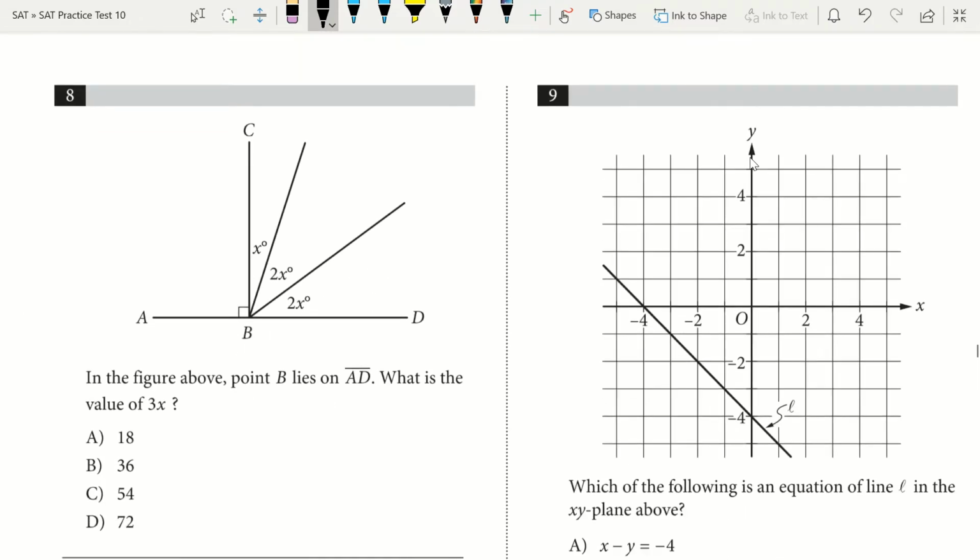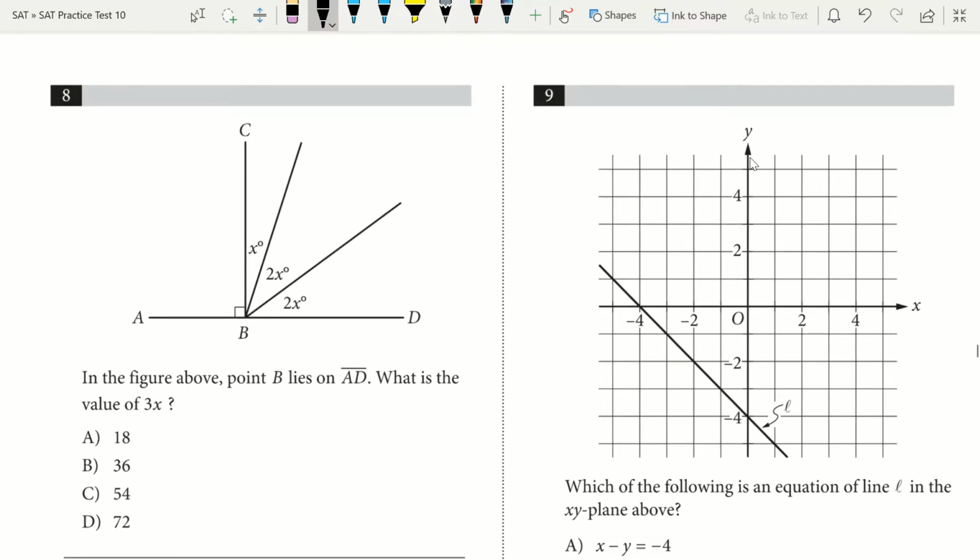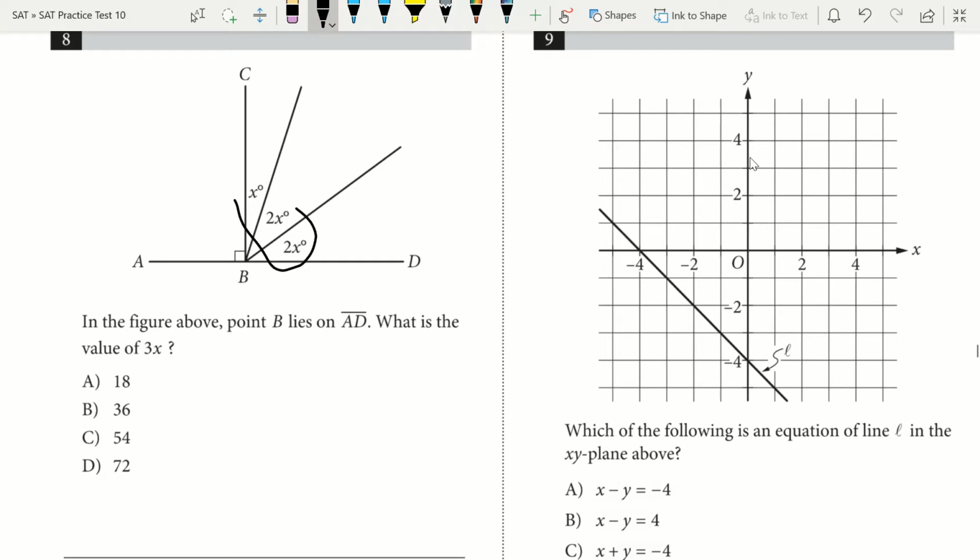Question 8. In the figure above, point B lies on AD. What is the value of 3x? Well, I see I have a 90-degree angle here, and I see that 90 degrees is equal to 5x. So 90 degrees is equal to 5x. I divide each side by 5. I get x is equal to 90 over 5. I know that 90 over 5 is equal to 18 because 18 times 5 equals 90. So I know x is equal to 18.